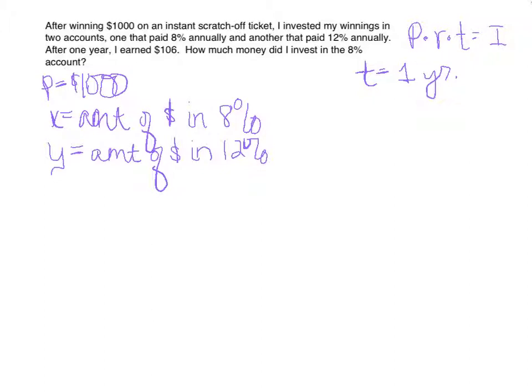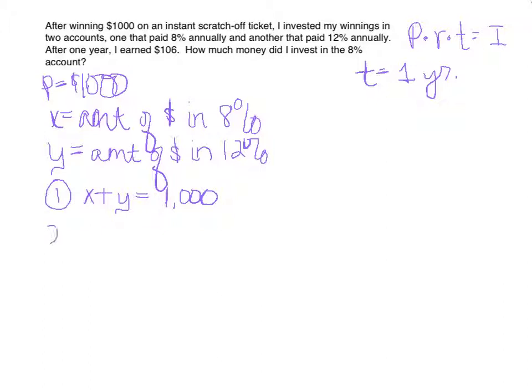Together, these two amounts must add to $1,000. That is our total principal. So, our first equation that we are modeling would be that X amount of money plus Y amount of money equals our total principal, $1,000.